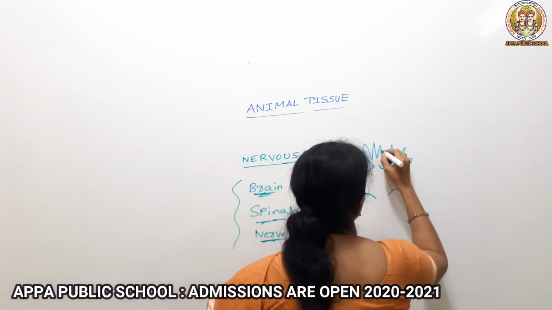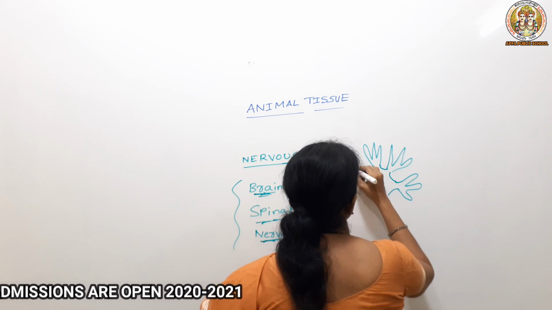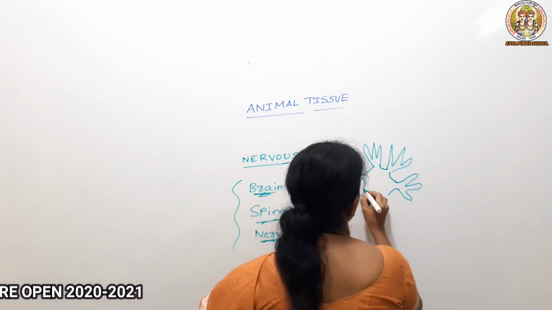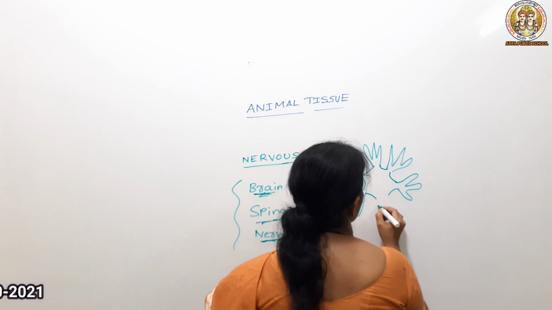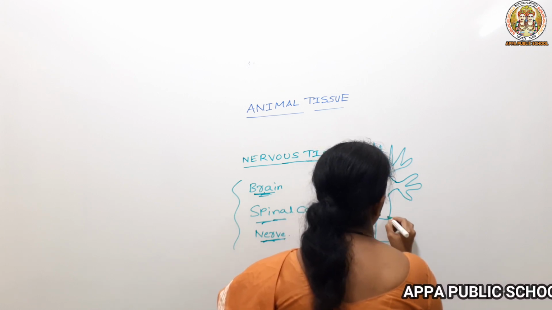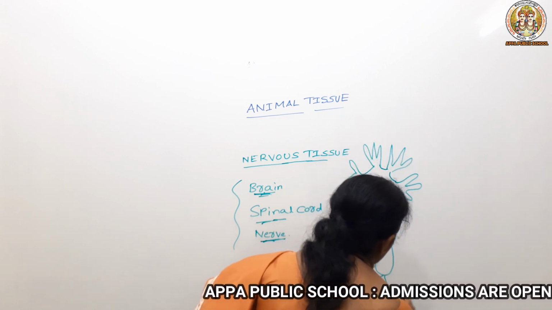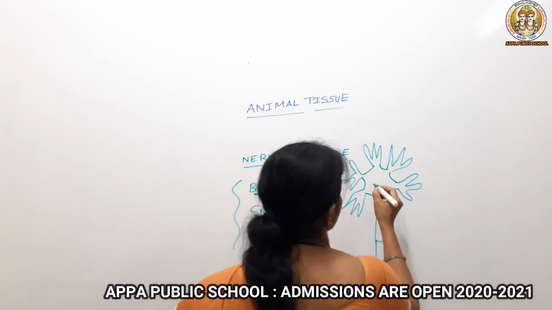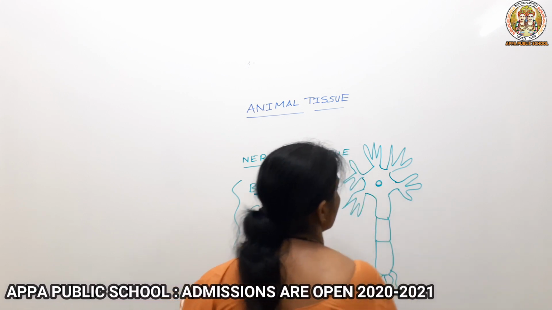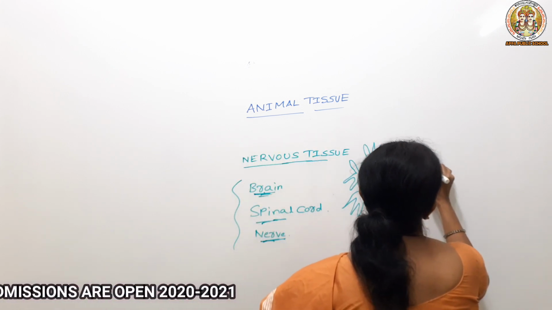So what are the different structures and how do these structures help to take the message from one organ to another organ? So let us see the main structure of the neuron. This is the nucleus in the center and this is the axon. This is the dendroid.